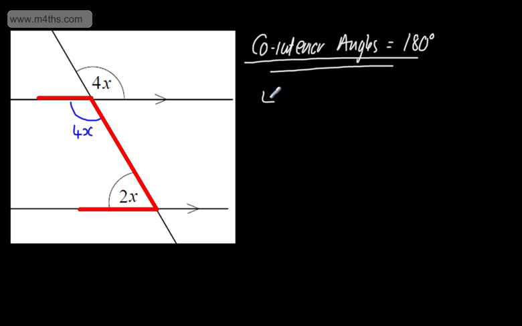So we can say 4x plus 2x is equal to 180. So we got 6x will be equal to 180 degrees. So x is going to be equal to 180 divided by 6, which is 30 degrees. So if we look at these now, the value of x is 30 degrees.